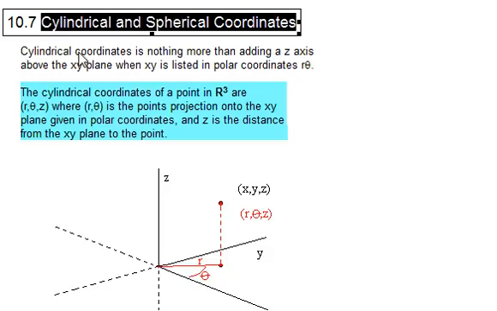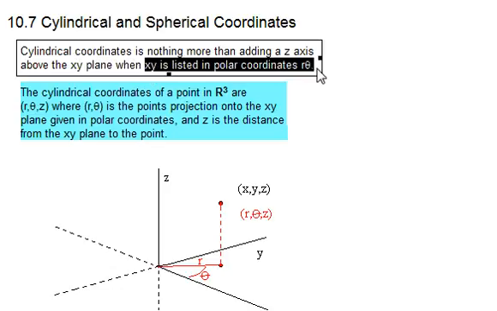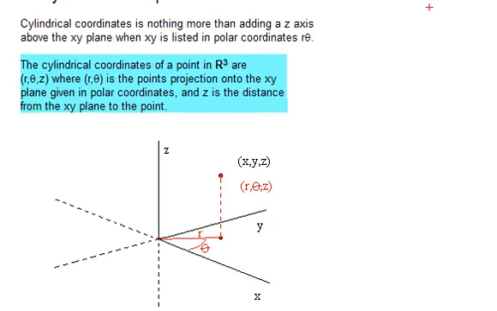Cylindrical coordinates will be extremely familiar to you. It's just like sticking a z-axis above the xy plane when xy is given in polar coordinates. So maybe I should say it's like an r theta plane with a z-axis stuck on top. And I'll do a little picture of it.